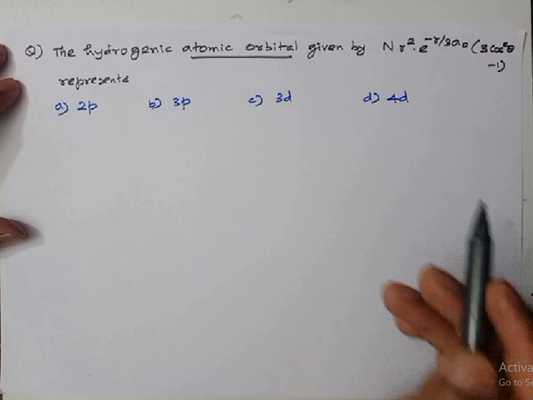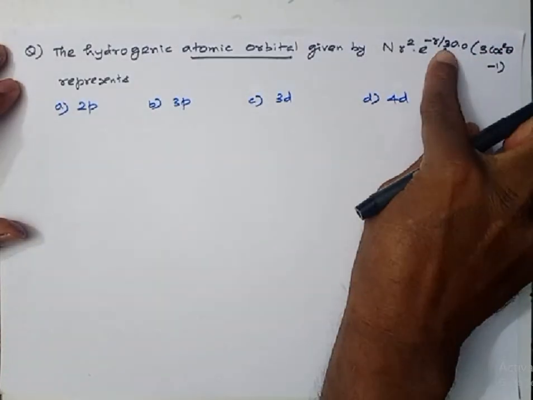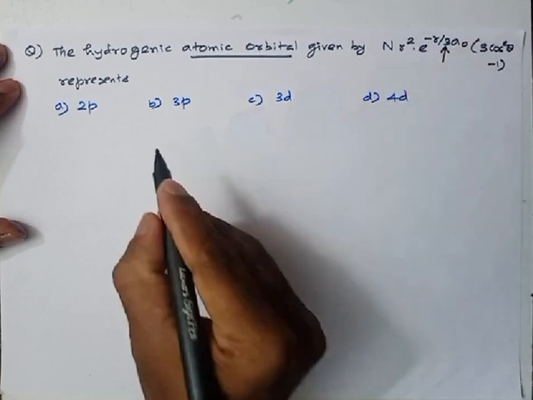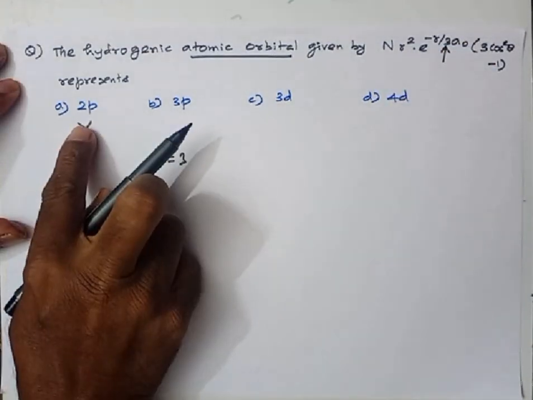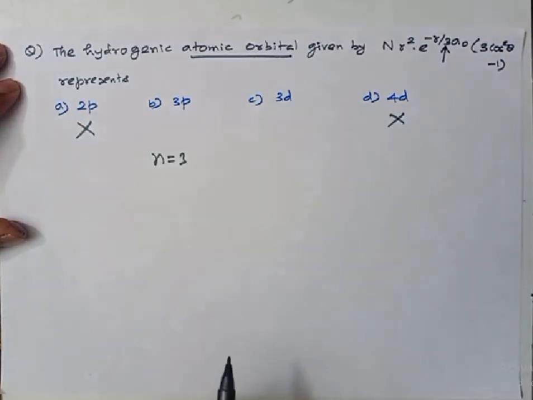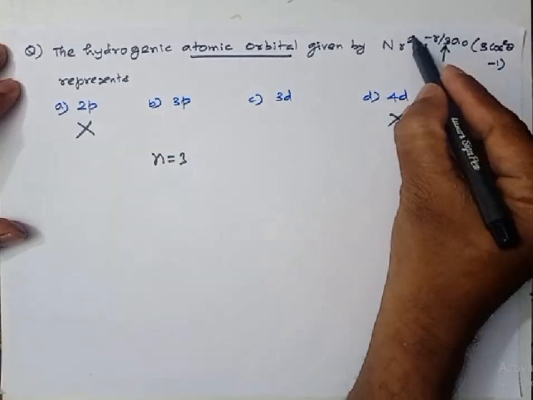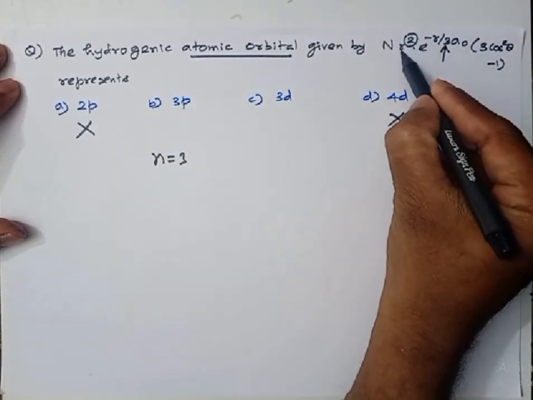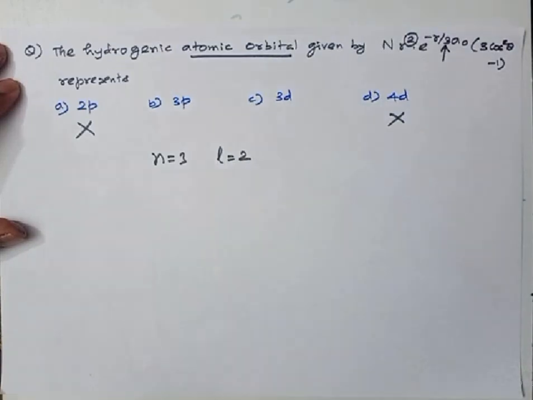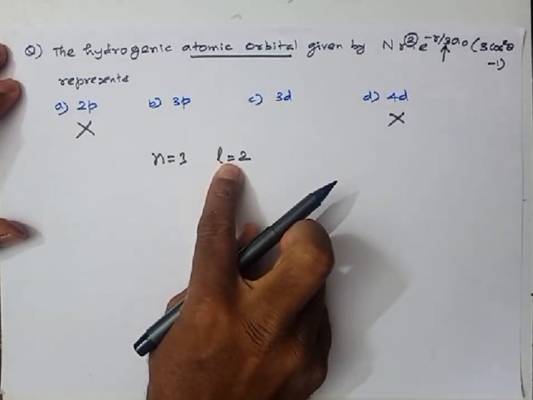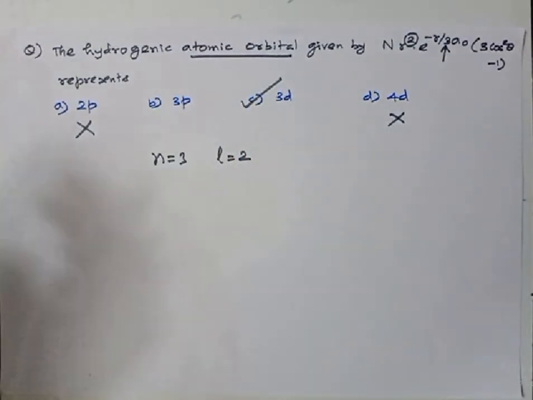Very good. Because listen, this e power minus r term gives you n, correct? So n equals 3. N equal to 3 means this option gets ruled out and this option gets ruled out, so only these two possibilities are there. Then this r power 2 is given, so r power 2 gives you L value equal to 2. L value 2 means d orbital. So it should be 3d.